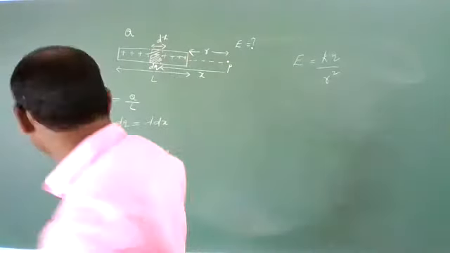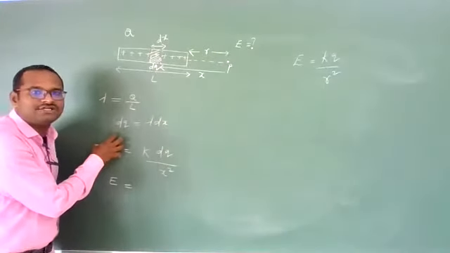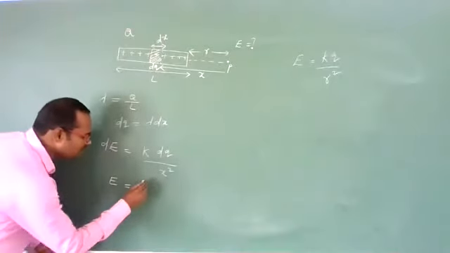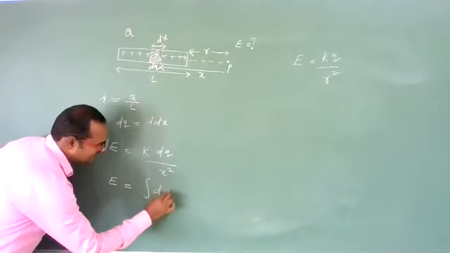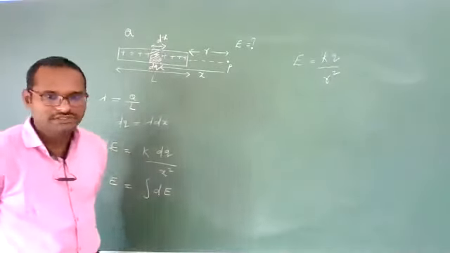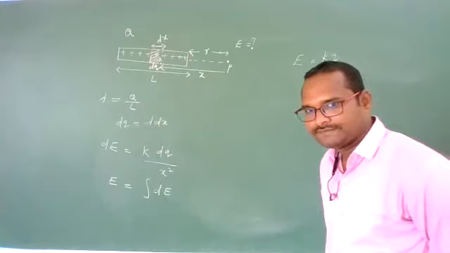Okay, yes, good, Michelle. So we need to add the electric field due to all these elementary strips. That means we need to do a summation. Summation means integration. Let us integrate it. Clear, students? Got it?